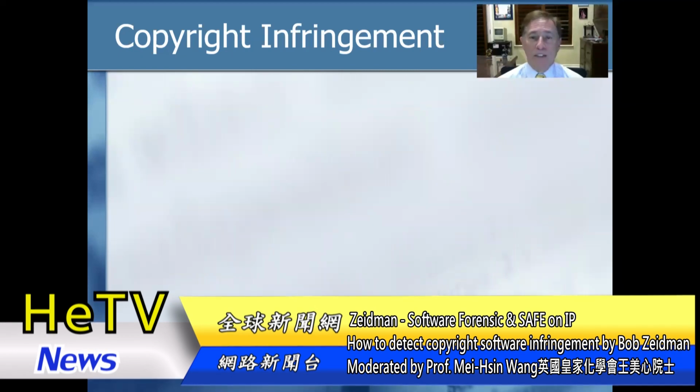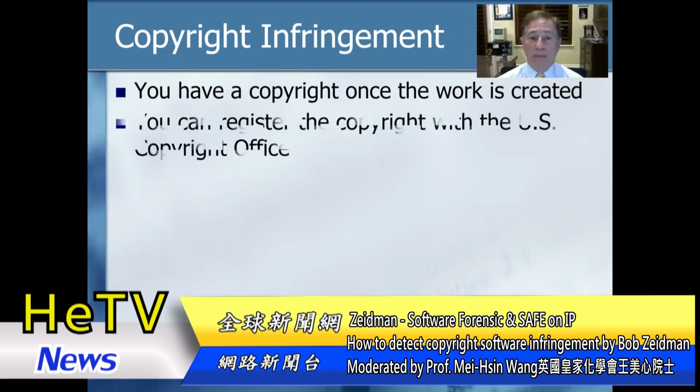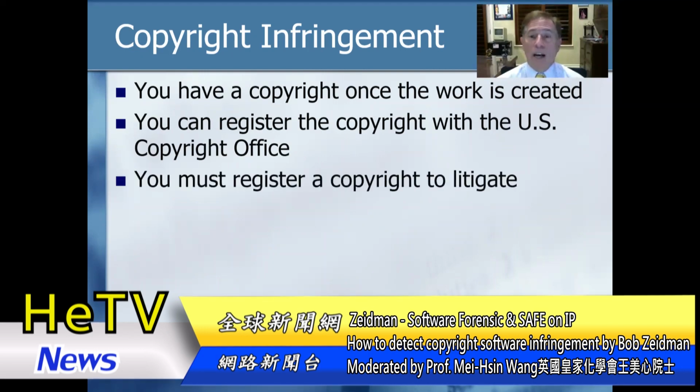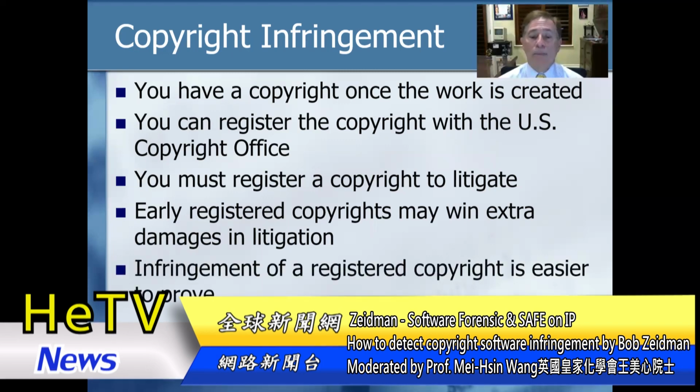Here are some important facts about copyright and copyright infringement. You have a copyright once the work is created. You can register the copyright with the U.S. Copyright Office, but you don't have to, unless you're going to litigate. In order to litigate for copyright infringement, you must have registered the copyright with the U.S. Copyright Office. The earlier you register the copyright gives you the ability to get extra damages in litigation.